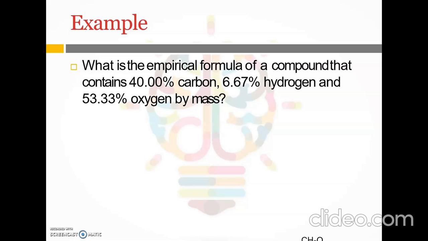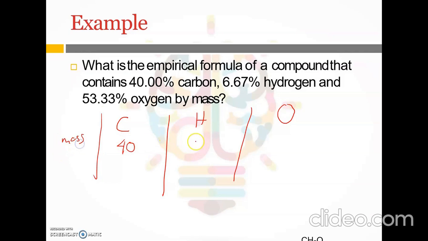Okay, first kita assume persen ini kepada mass. So mula-mula dia punya atom kita ada carbon, kita ada hydrogen, and then last kita ada oxygen. So kita assume mass dia adalah 40. Okay, ni mass kat sini 6.67, this one is 53.33. Dan kita bahagi dengan molar massnya. So ini bahagi dengan 12, ini bahagi dengan 1, ini bahagi dengan 60.